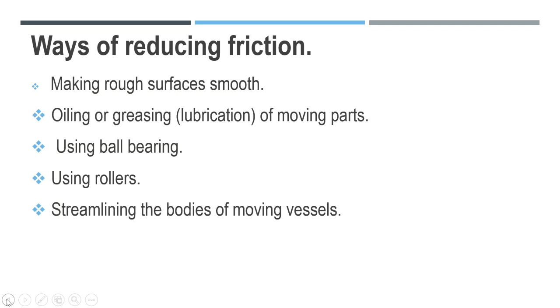Then there is using rollers. I think everybody has gone to the supermarket. You find that some shopping trolleys have those small tiny wheels. Those wheels reduce the friction that one would experience when pulling without any rollers, without those wheels. So we use rollers. Rollers are like tires, and some of them are placed on skateboards, with the purpose of reducing friction. Then streamlining the bodies of moving vessels.